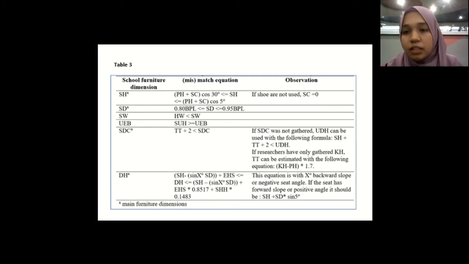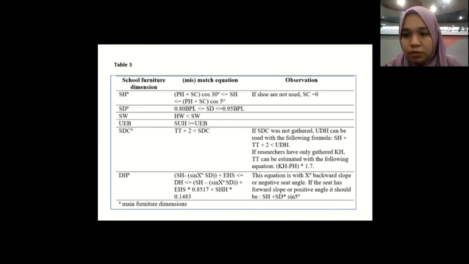In the seat depth, you have to insert the value of the buttock popliteal length. Then in seat width, you have to ensure the hip width is less than the seat width. Then for the upper edge backrest, you have to make sure that the subscapular height, the value of SUH, is more than or equal to the UEB, which is the upper edge backrest. Then the mismatch of seat to desk clearance, you can see the equation there. Thigh thickness plus 2 must be lower than the seat to desk clearance.